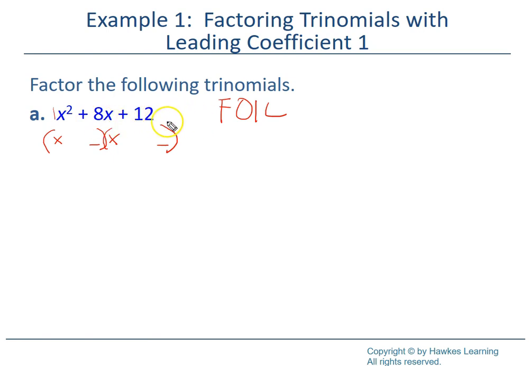So the theory behind it is we start listing factors of 12. 1 times 12, 2 times 6, and that's as far as we have to go, because if we add now the factors of 2 and 6, we get our 8, which is our middle term. So this would be a 6, this would be a 2, and now we think, what are our signs? Well, since these are all plus, these are going to be all plus as well. And that's our first one. When we FOIL it, it checks out.